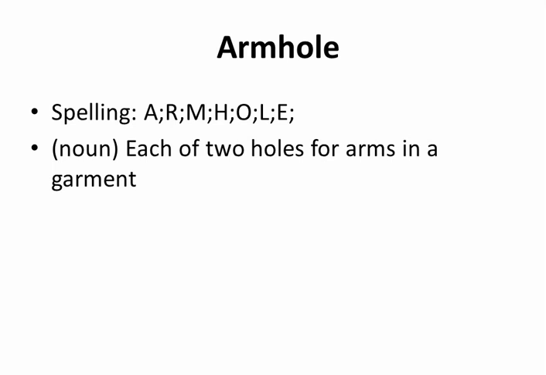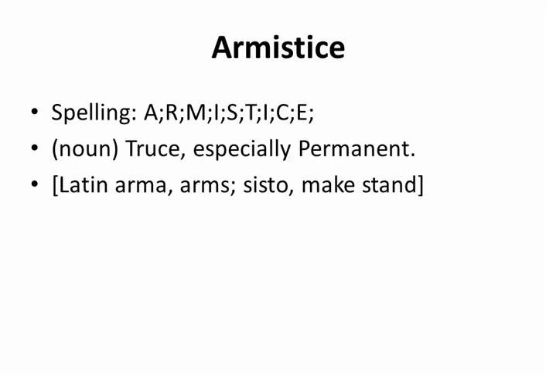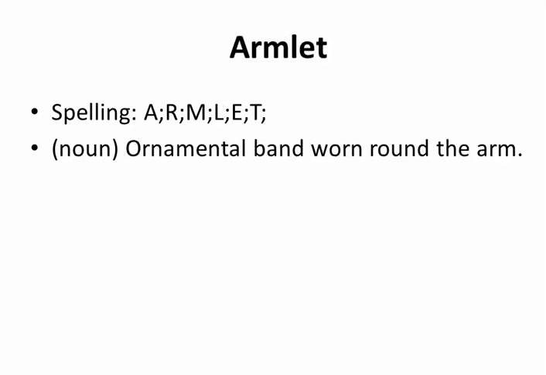Armhole. Spelling, A-R-M-H-O-L-E. Noun, each of two holes for arms in a garment. Armistice. Spelling, A-R-M-I-S-T-I-C-E. Noun, truce, especially permanent. Latin arma, arms, sisto, make stand. Armlet. Spelling, A-R-M-L-E-T. Noun, ornamental band worn round the arm.